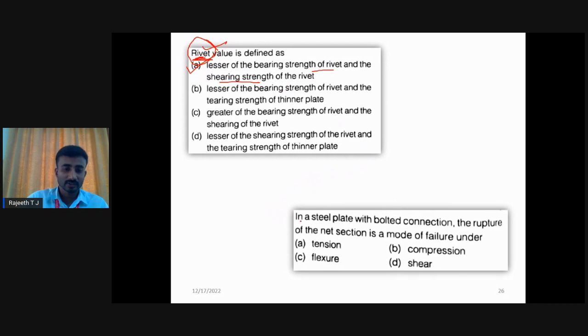If you go to the next question, in a steel plate with a bolted connection, the rupture of net section is the mode of failure. If this is the plate and these are your bolts, if you use one row of bolts like this, three bolts are used. If you apply force on this, what will happen? The rupture will occur here. So here we should take the net section. Because of these forces, you are going to get the tension mode. Here option A is the correct answer.